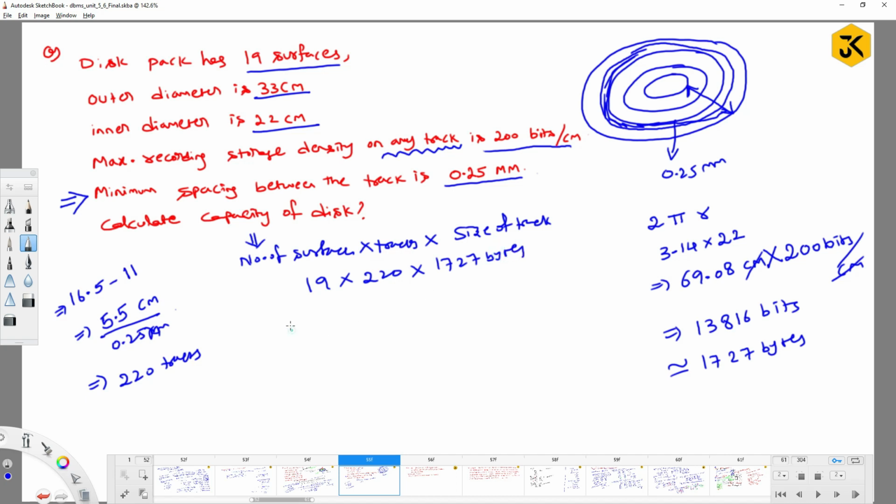So your total result will be approximately this many number of bytes. If I convert into MB, it is equivalent to 6.88 MB, right? I have moved very fast because this is the same as the earlier question. The difference is you need to remove this space. This space is not at all useful for us, right? That's why I have divided with 0.25 mm.